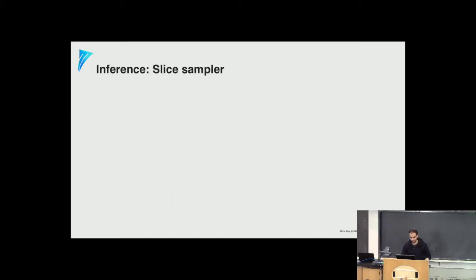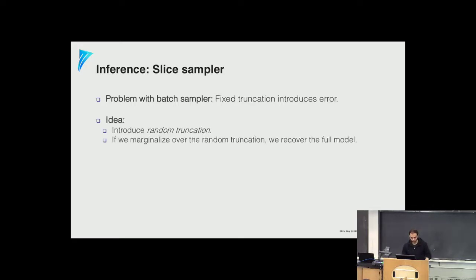Okay, so let's now improve that a little bit more. So the problem was that by truncation we introduced some sort of error, right? And we would like to somehow get rid of this error. So how do we do that? Well, one idea is instead of using a fixed truncation at k, where we have to predefine this, we can introduce another random variable that would indicate where we truncate the process, right? And then we'll marginalize out this random variable, and we'll arrive at our original Dirichlet process. So this is the idea.